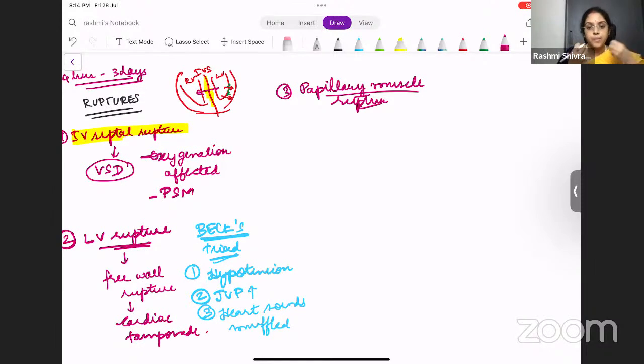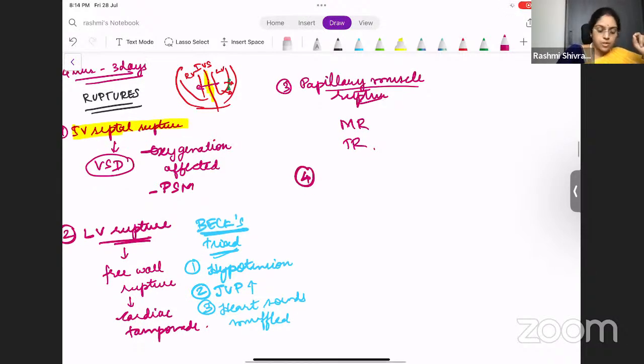So what happens when the papillary muscle ruptures? The mitral valve or the tricuspid valve becomes leaky. So mitral regurgitation or tricuspid regurgitation occurs when the patient is having a papillary muscle rupture. Okay. Then what is the fourth one?